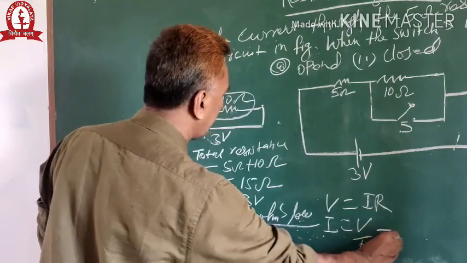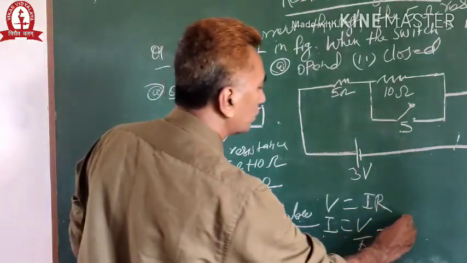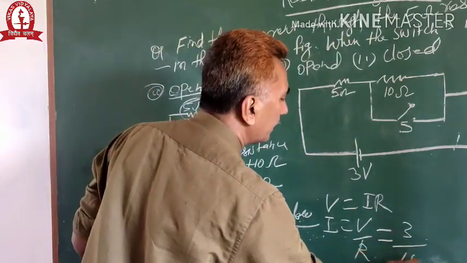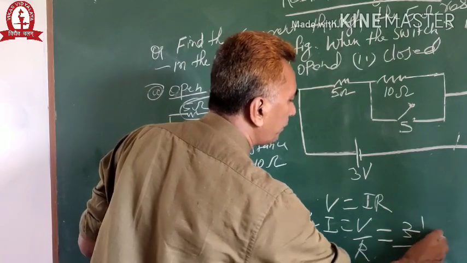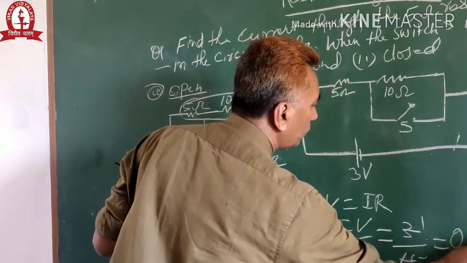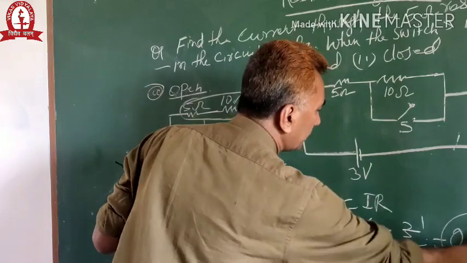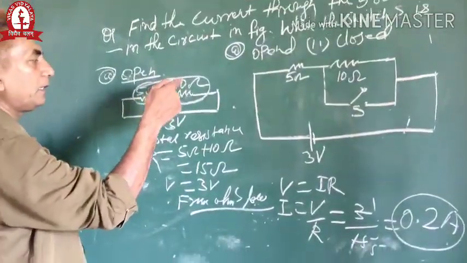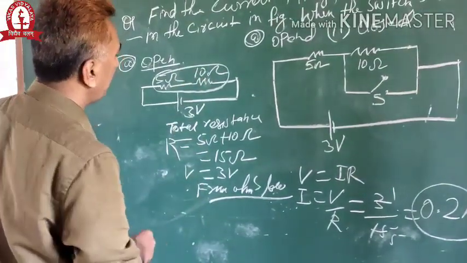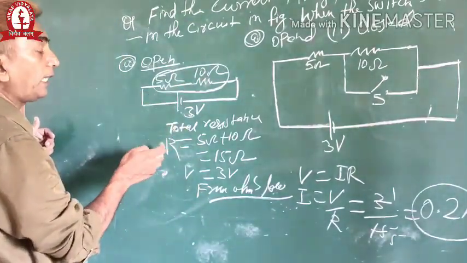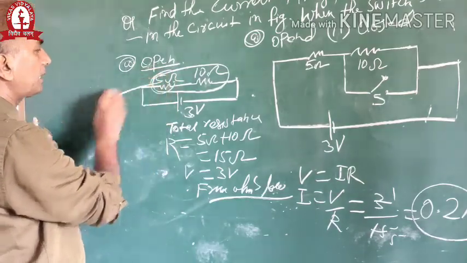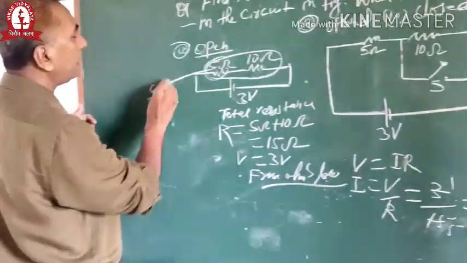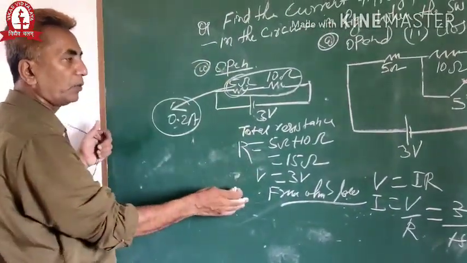Now V is given here. How much V? V is 3. So 3 upon R, 15. That is 3 fives are 15, 0.2 ampere. Okay, this current will pass through 5 ohm as well as the 10 ohm resistor, but in the question it is asked what current would pass through 5 ohm. My answer would be 0.2 ampere in open circuit. You just note down this.